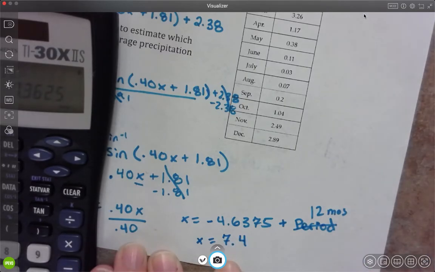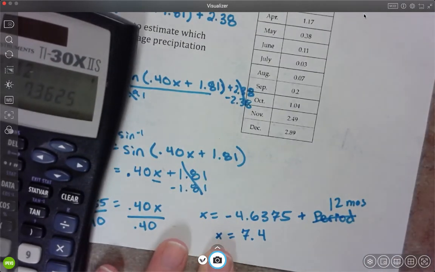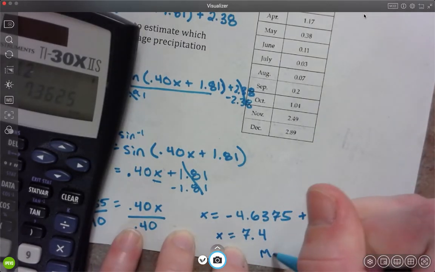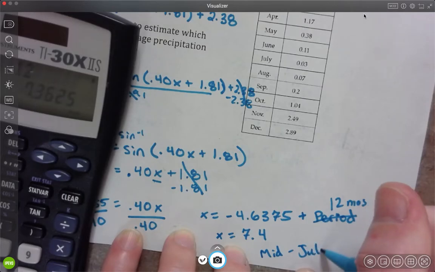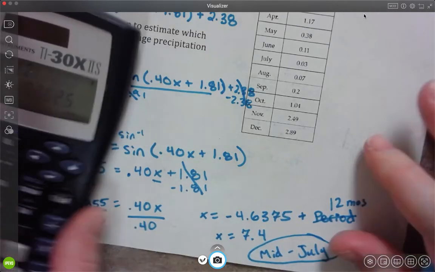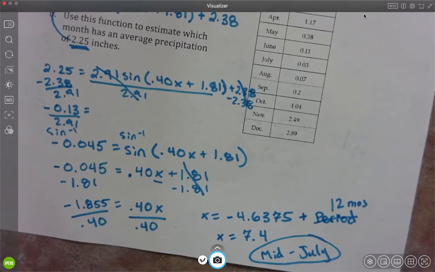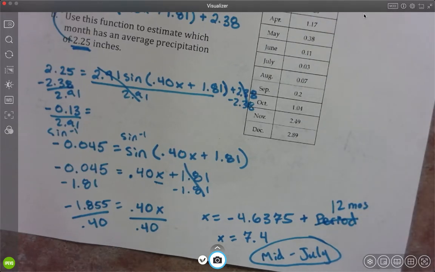Okay, so what does that mean? Month 7.4. What's the 7th month? July. So I'm going to say mid-July is when we're going to have precipitation of 2.25 inches, which probably is not right. I'm going to use this function to estimate which month has an average precipitation. That is weird. That should not be right. Yes, July has way less than that. 2.25 inches. I don't know.